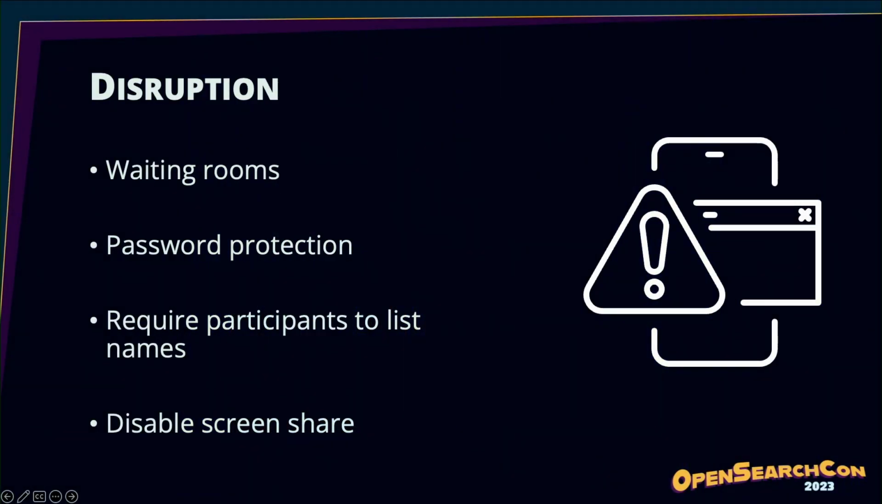To help curb some of the behavior, we implemented a set of features, specifically waiting rooms, password protection, requiring participants to list their names, and disabling screen shares. The first two of these changes were some of the initial suggestions offered by Chris. By enabling waiting rooms, we're able to evaluate whether someone has an inappropriate name before they can actually join the meeting. This prevents the most egregious and obvious attempts to cause issues in our meetings.